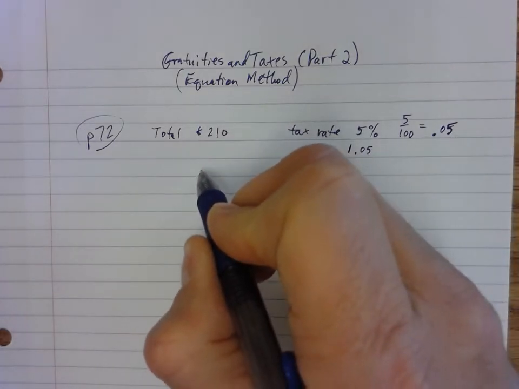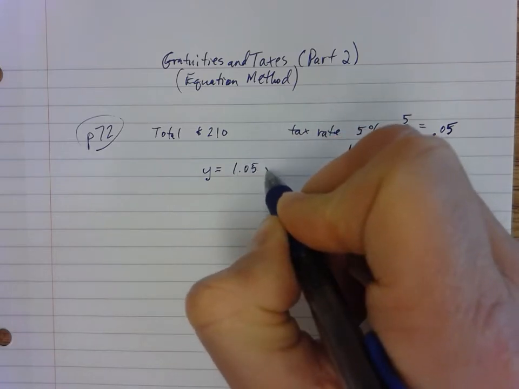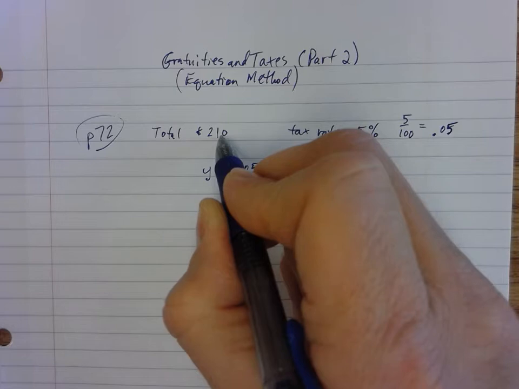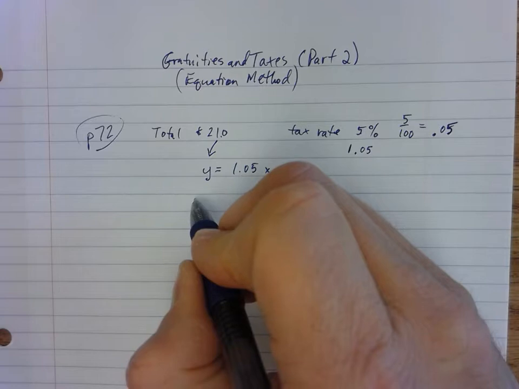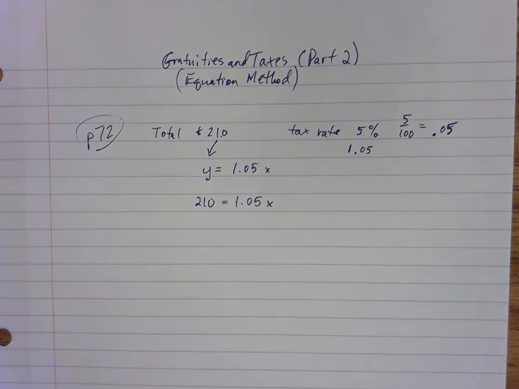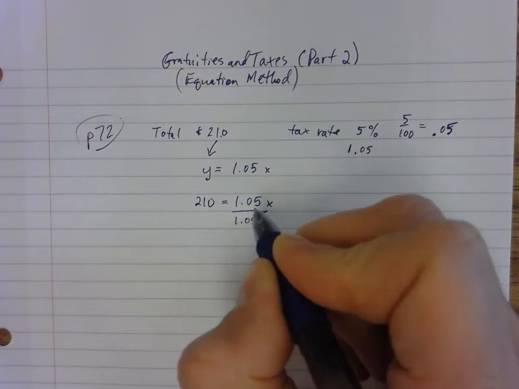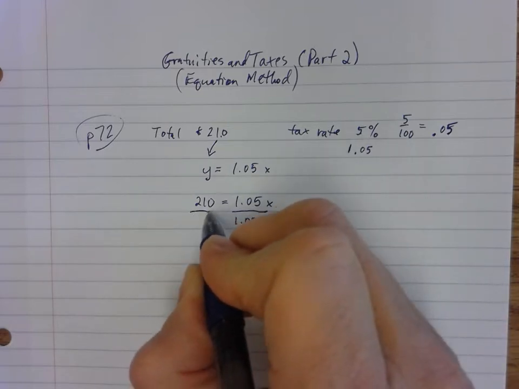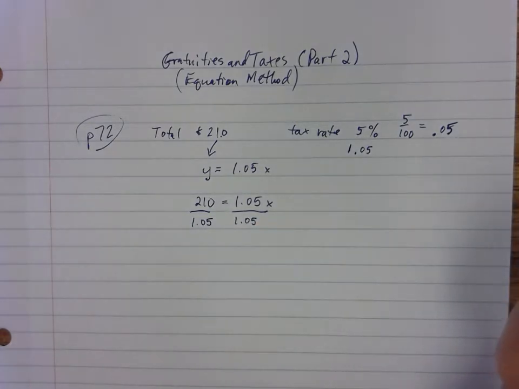So our equation would normally be y equals 1.05x. But we already know the total, so we're going to put that in here. The total we know is $210, so 210 equals 1.05x. And just like we've been doing on our other little equations, where we divided by the same thing on both sides when we did the proportion stuff, here we're going to divide by 1.05. Whatever we do on the right side of the equation, we must also do on the left side. So that means we're going to do 210 divided by 1.05.